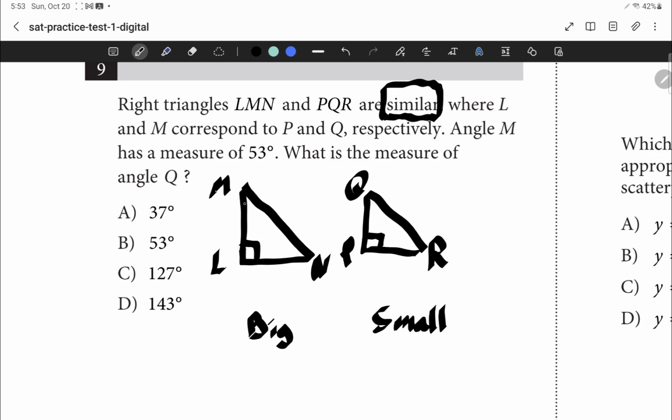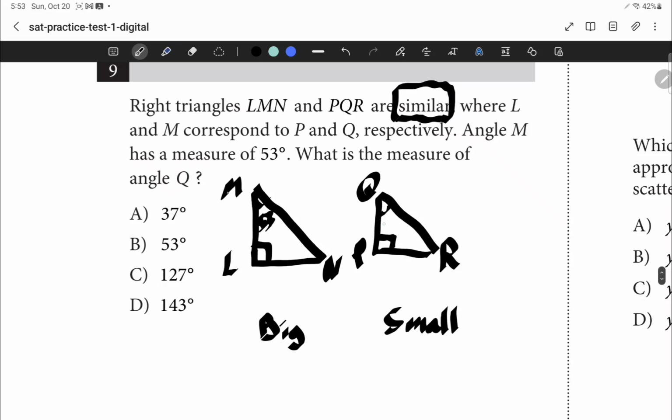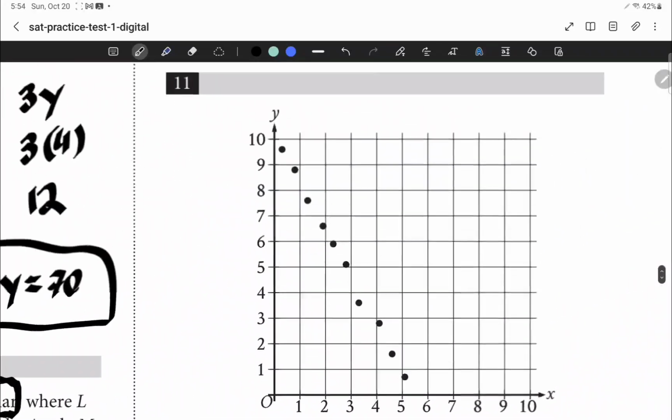So they're saying that this M over here is 53. Now, because they're similar, this angle also has to be 53. Right? And so what is the question asking? What is the angle for Q? And we already know, 53. And that is it. Let's go to the next one.